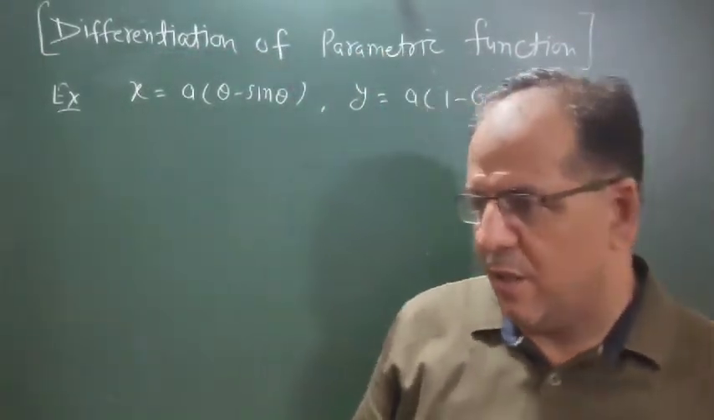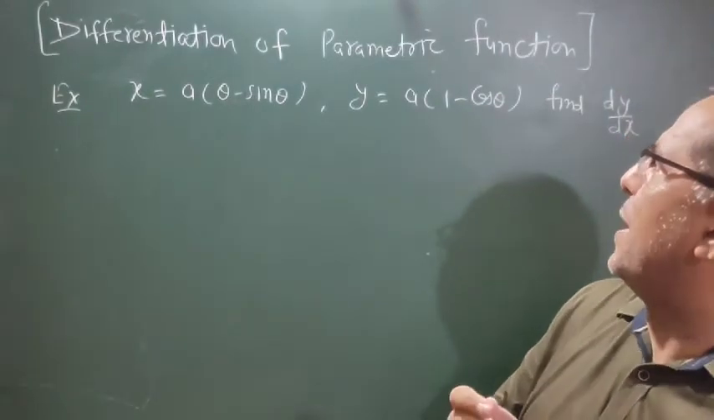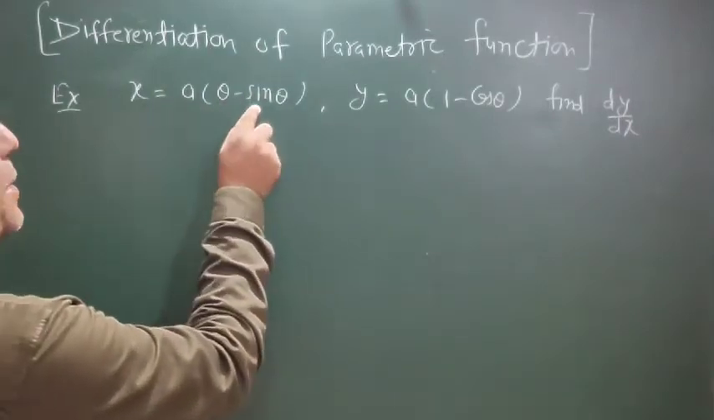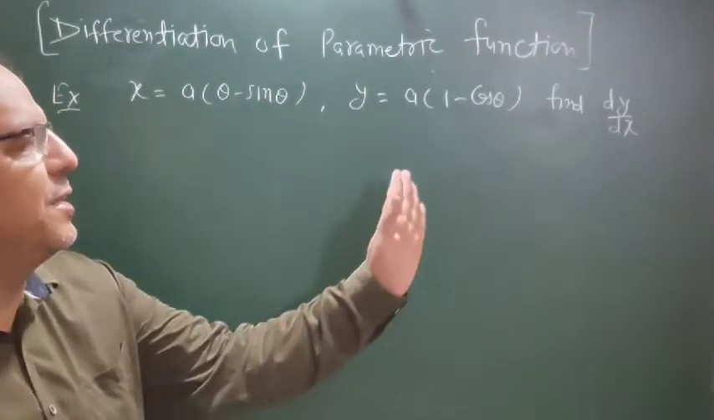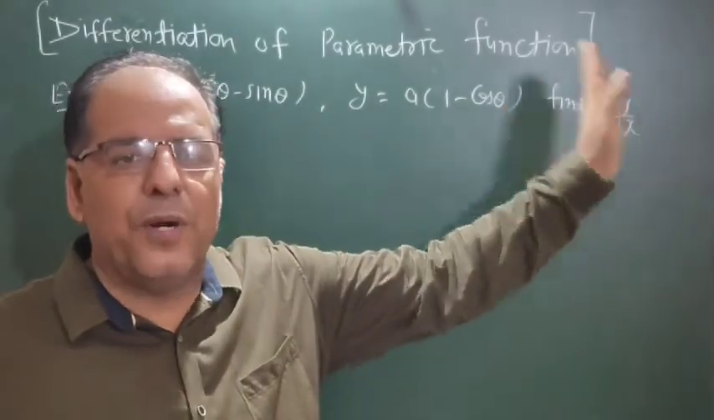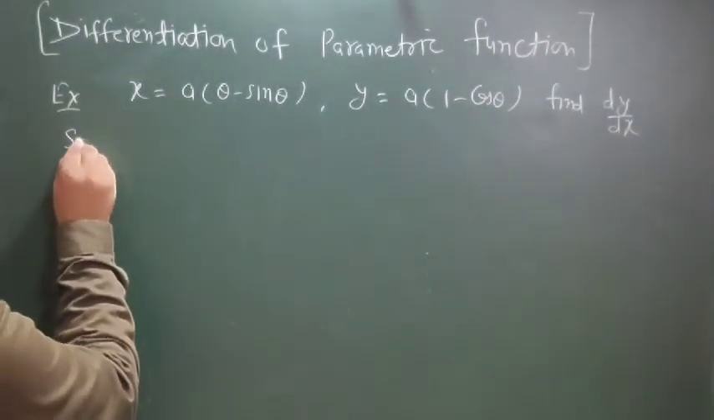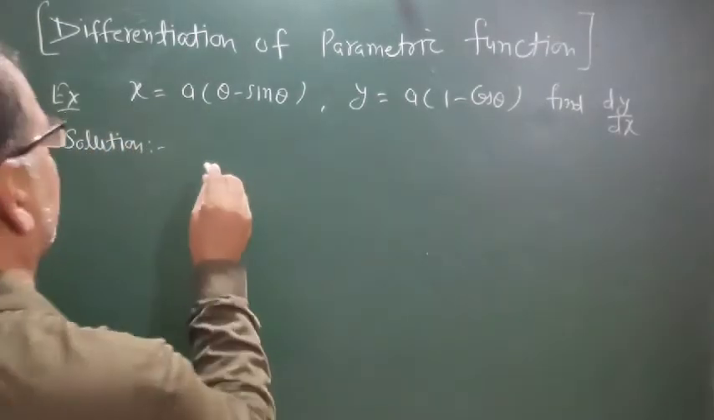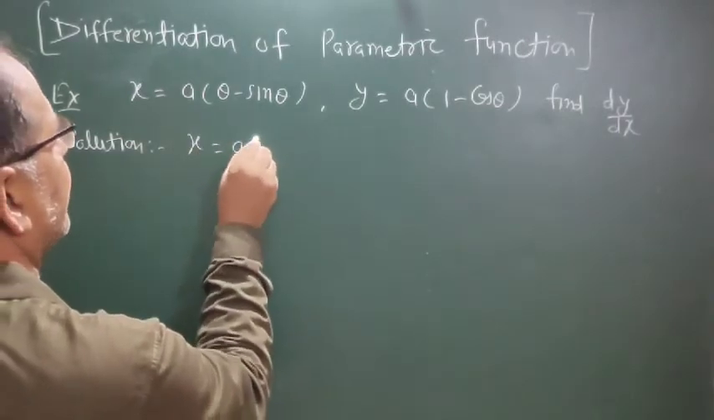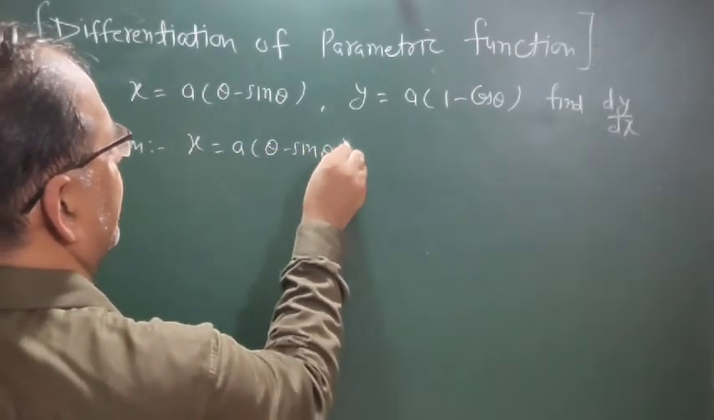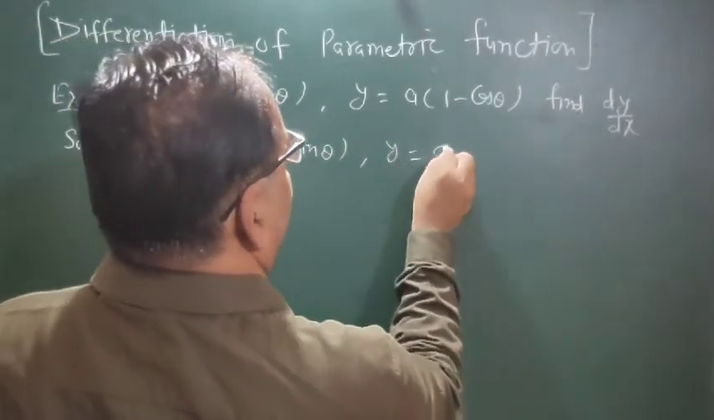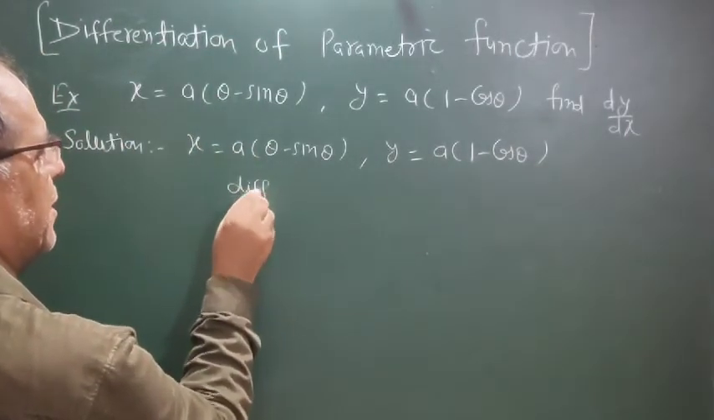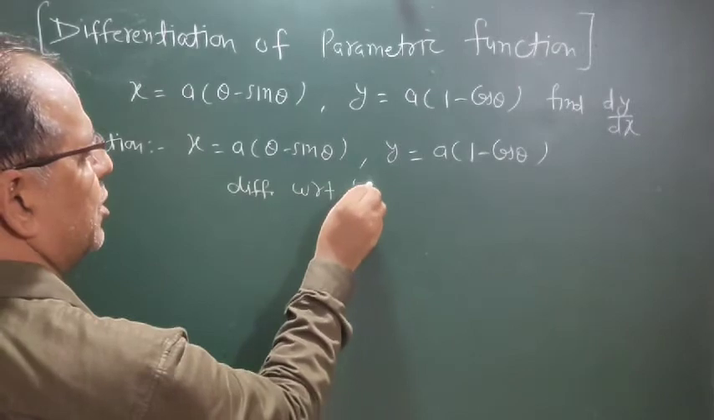Now I am taking a question based on differentiation of parametric functions. Here two equations are given: x equal to a times theta minus sin theta, y equal to a times 1 minus cos theta, and we want to find dy over dx. So we start. First we differentiate both functions with respect to theta, because the parameter is theta.